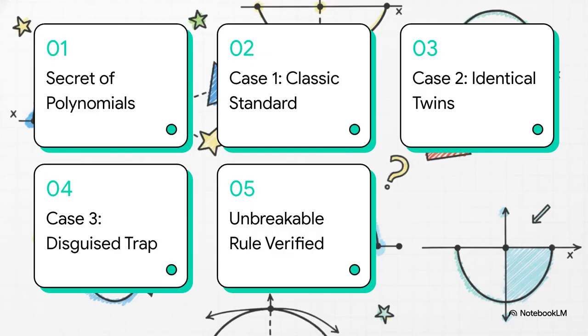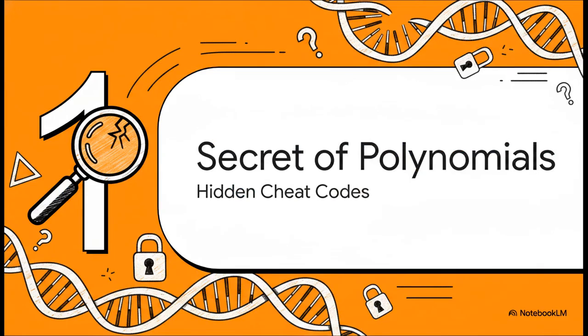Okay, let's dive right into today's case file. We'll kick things off by uncovering the secrets of polynomials. Then, we'll examine our evidence through three totally distinct cases: the classic standard equation, a weird anomaly with identical twins, and a disguised trick. Finally, we're going to verify an unbreakable mathematical rule. Let's get into it. Section 1.